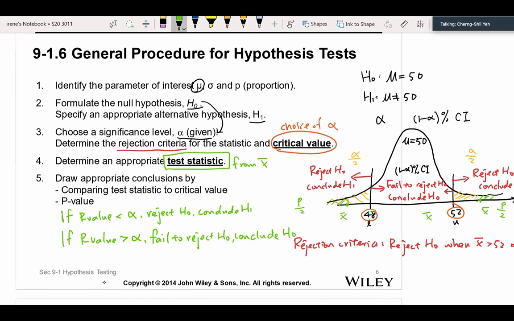Within chapter 9, we only have one population to perform a hypothesis test. In that case, comparing the test statistic to the critical value is probably easier for you. But when we move on to two-sample hypothesis tests or multiple population hypothesis tests, the p-value will be easier. Okay, but be familiar with both. In your homework, you'll be asked to do both. Any questions so far?